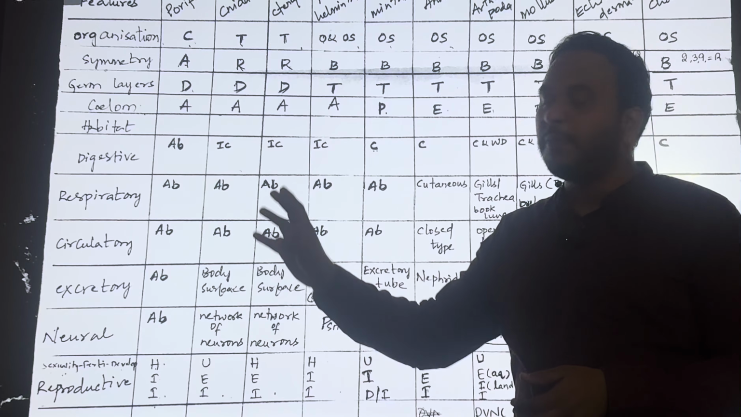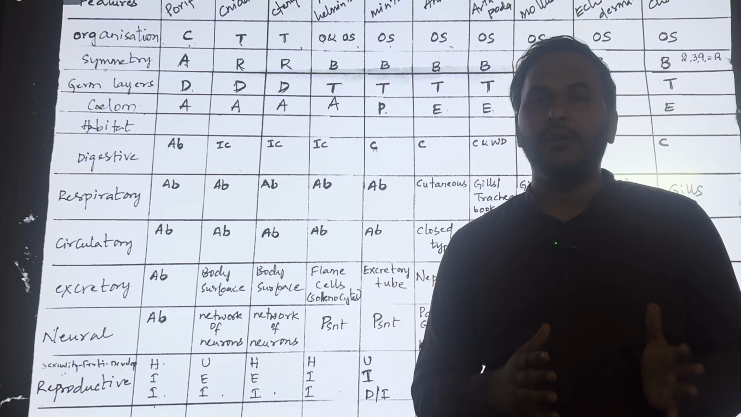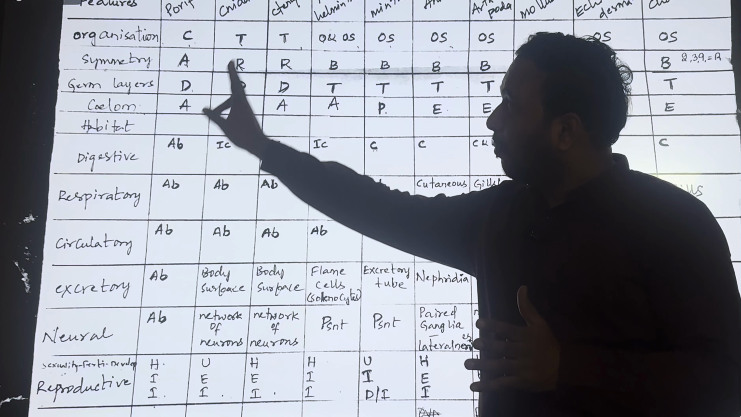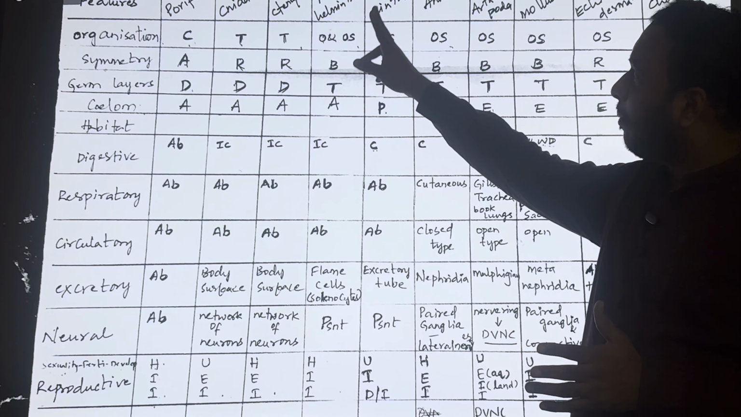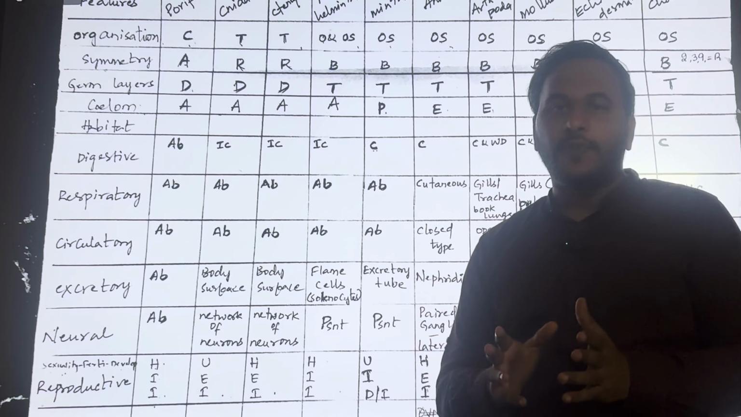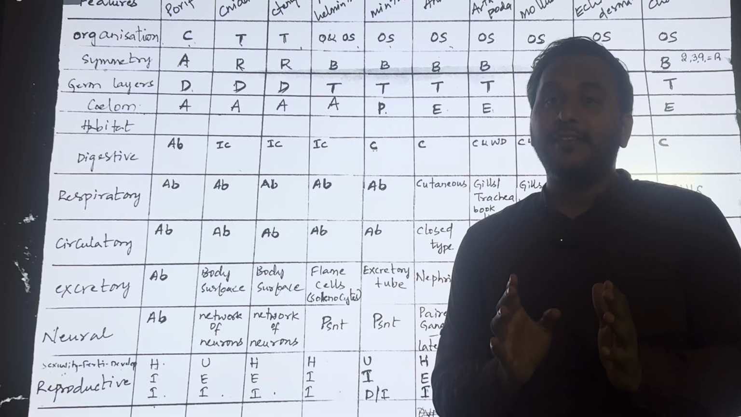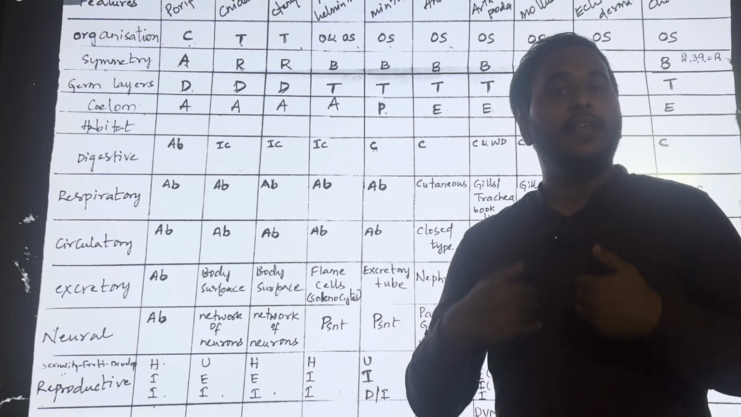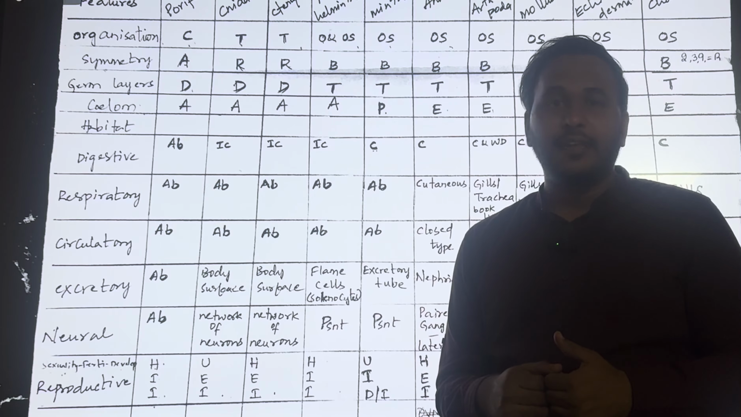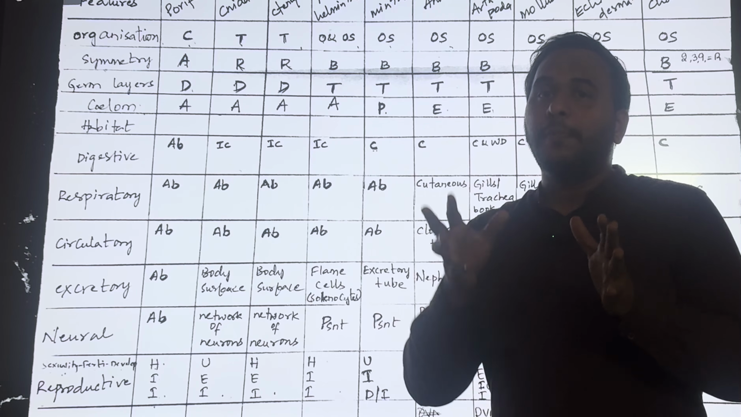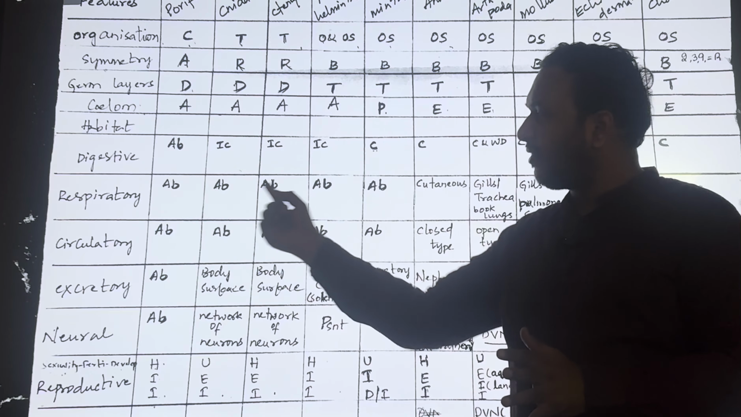So let's talk about respiratory system among the different animals. So first, Porifera, Coelenterata, Ctenophora, Platyhelminths, Aschelminths. If you look at these 5 phyla, I have written AB. AB stands for absent. That doesn't mean they don't respire. They will respire. They will exchange the gases. They will perform that. But the respiratory system is absent. So the first 5 phyla.